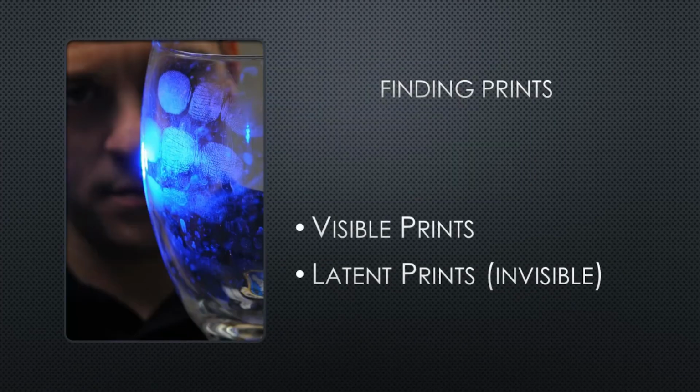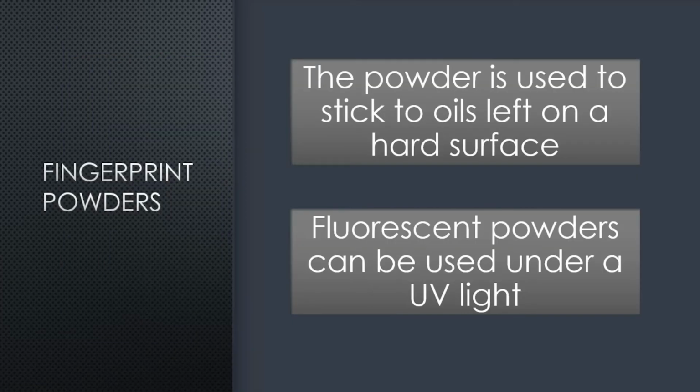If you want to find prints, there are a number of ways that we can do this. Now there's 2 main types of prints. There's visible prints, which you can see, maybe there was some blood, and you can see the fingerprint in the blood. But there's also latent prints, which are invisible. A common way to find the latent prints is with fingerprint powder, and the powder is used to stick to the oils left on a hard surface. You can also use fluorescent powders, and those can be seen under UV light.